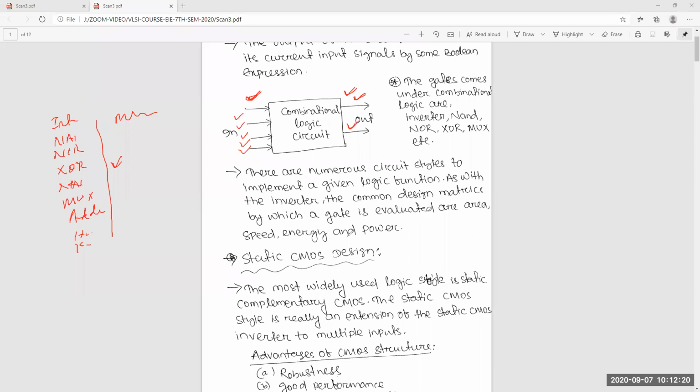Okay, as already said, static CMOS circuits are important because of a few advantages: robustness, good performance, good noise margin, and low power consumption. All these things we get from static CMOS design. So that's why we'll use this CMOS design style for our combinational circuits.